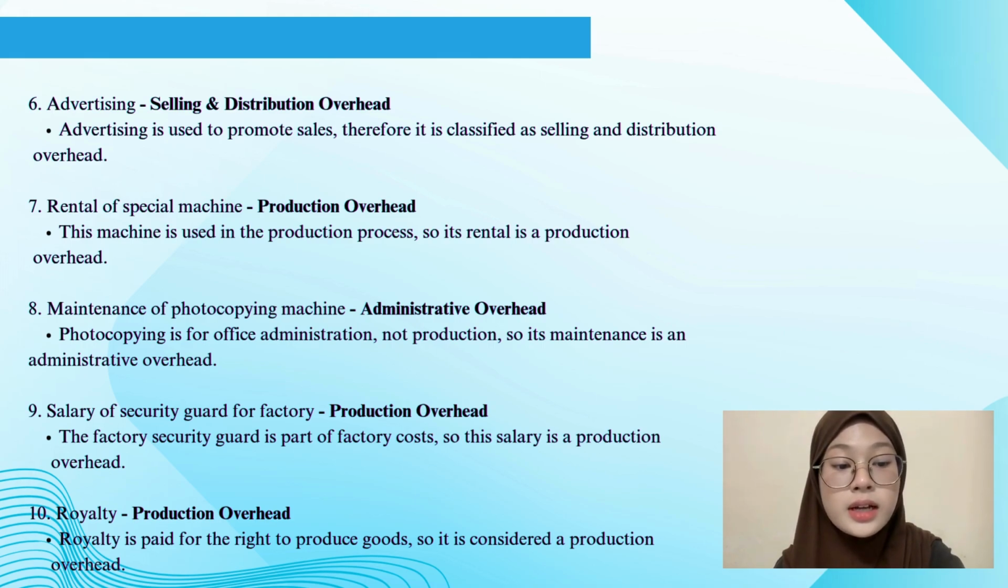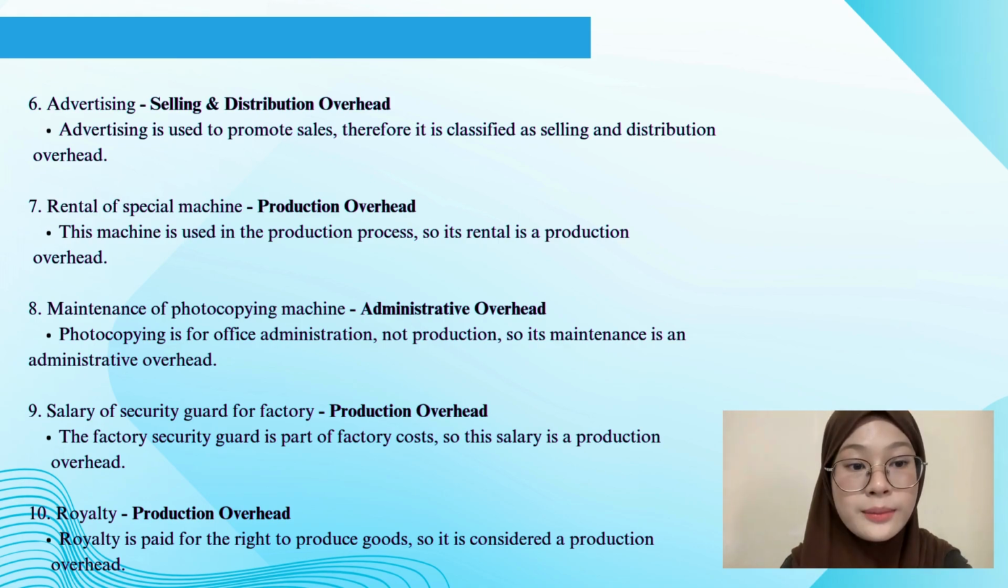Number 7. Rental of special machine is a production overhead. This machine is used in the production process, so its rental is a production overhead. Number 8. Maintenance of photocopying machine is an administrative overhead. Photocopying is for office administration, not production, so its maintenance is an administrative overhead.